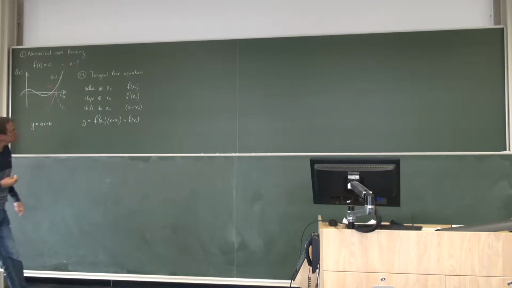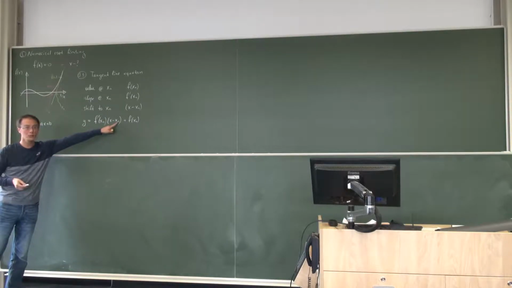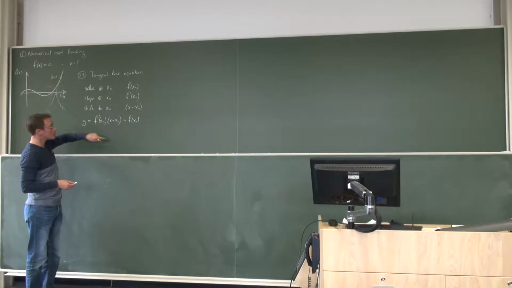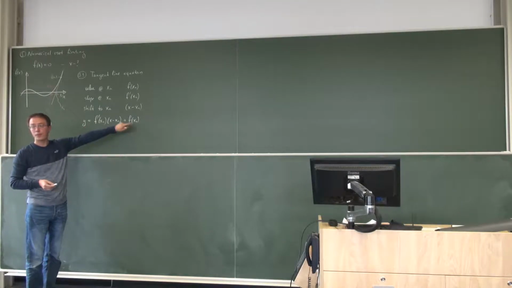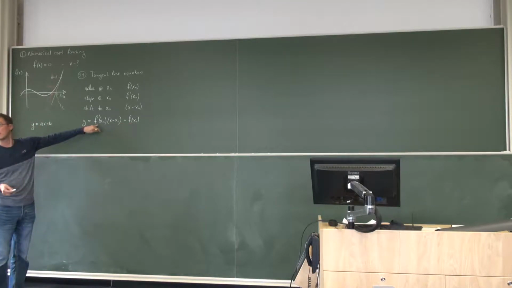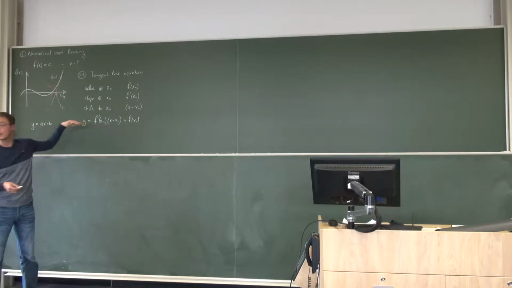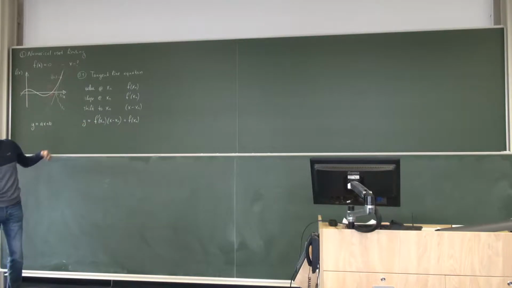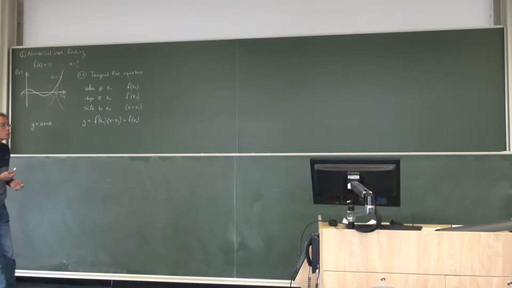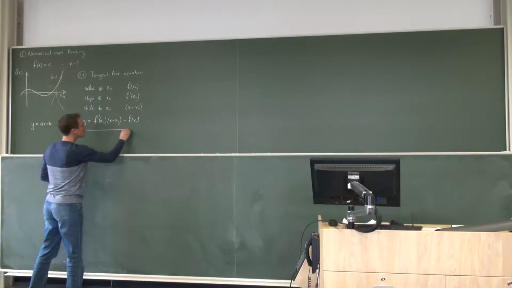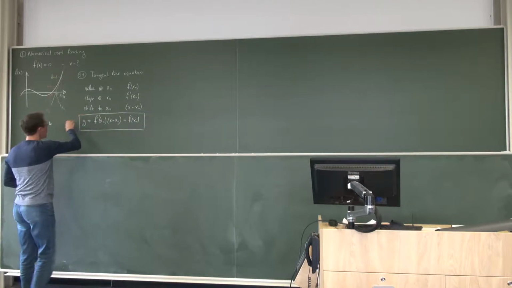And so you can actually easily see that if we put x equal to xn here, this becomes 0 and we have f of xn. Then the slope of that corresponds to f prime, and everywhere else the function behaves linearly. It's a linear function with respect to x. And so that is actually the equation for the tangent line.